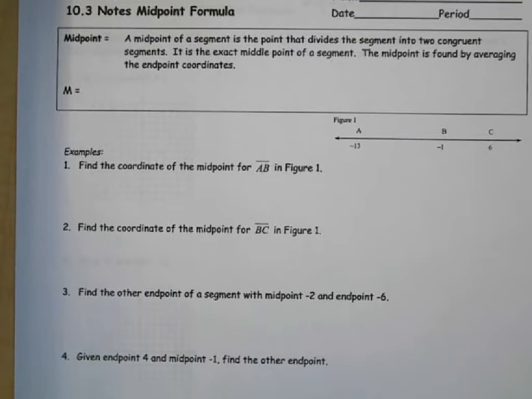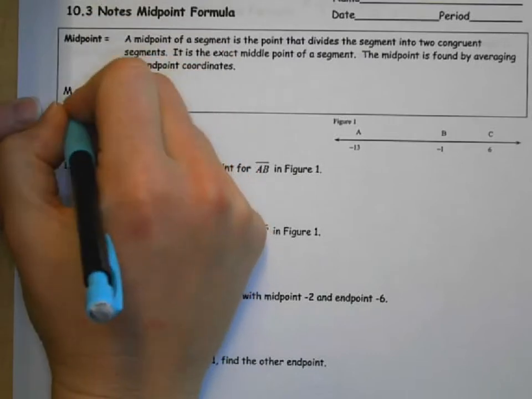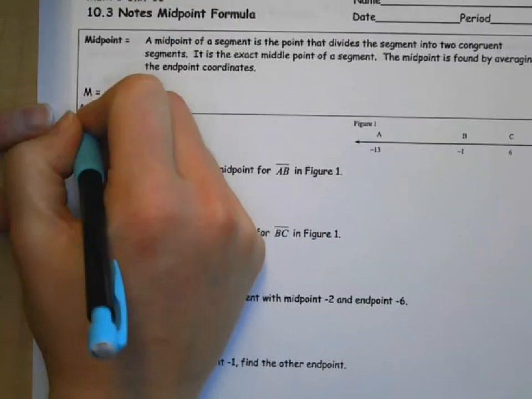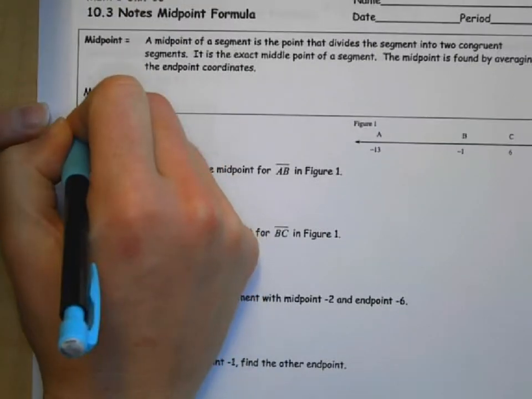A midpoint of a segment is the point that divides the segment into two congruent segments. It is the exact middle point of a segment, and the midpoint is found by averaging the endpoint coordinates. So M stands for midpoint.